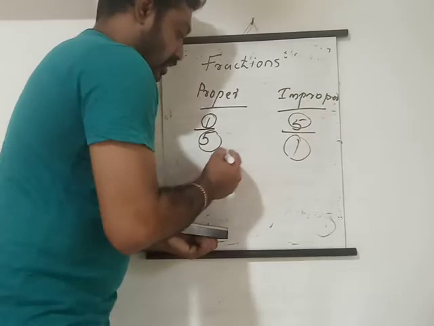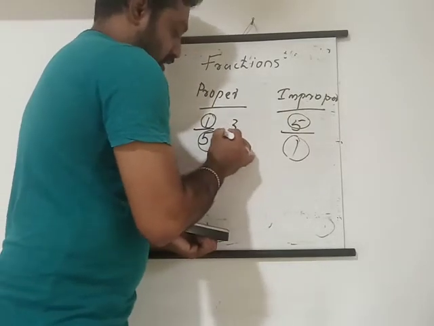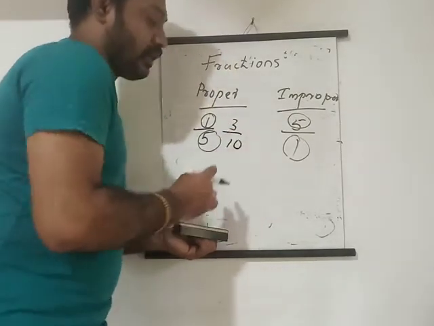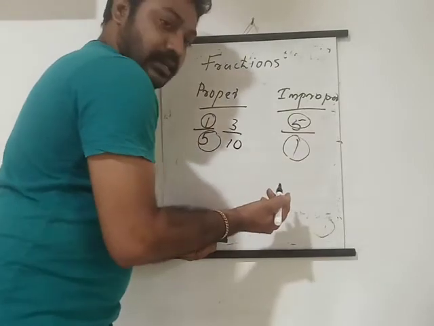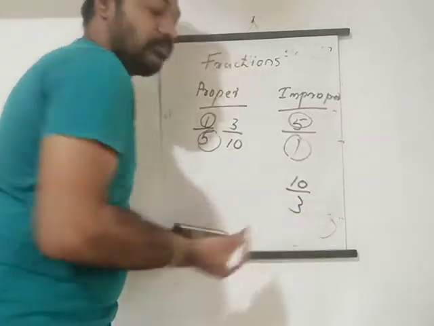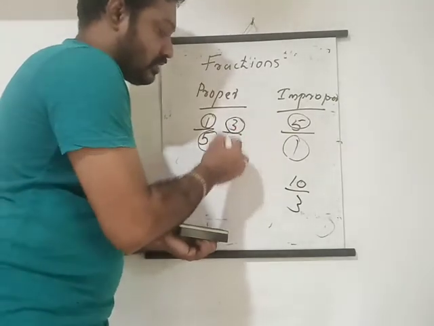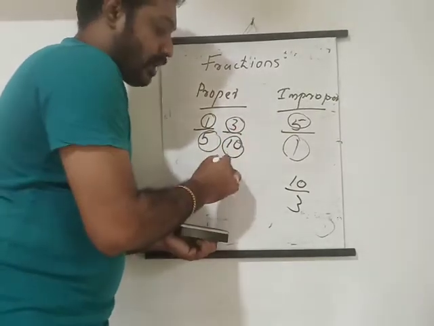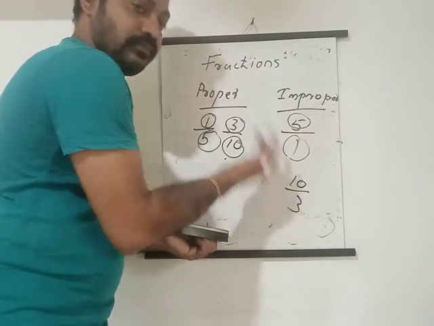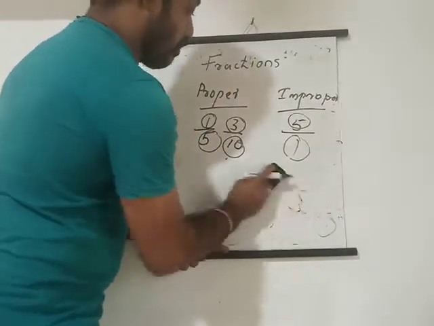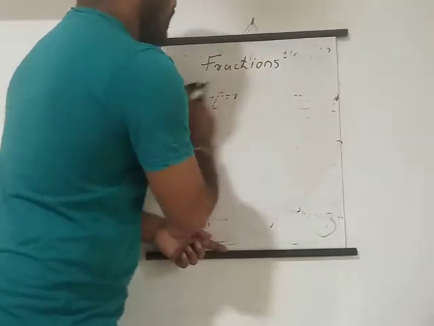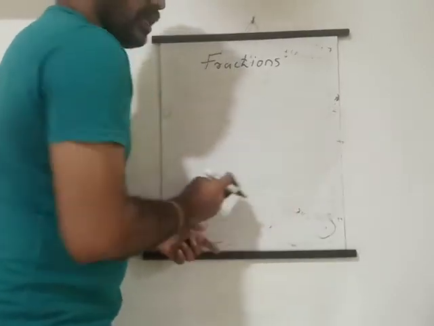One more example, 3 by 10. This is also a proper fraction. But 10 by 3 is not proper. This is an improper fraction. See the difference: here the denominator is more, there the numerator is more. That is the only difference between improper and proper fractions. Then the next one is mixed fractions.